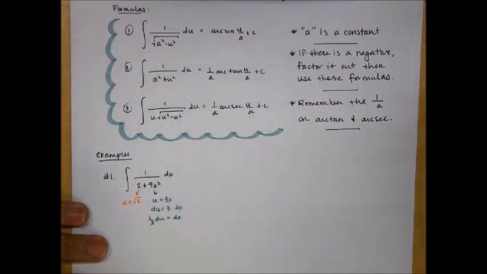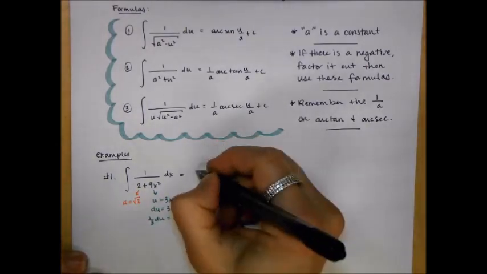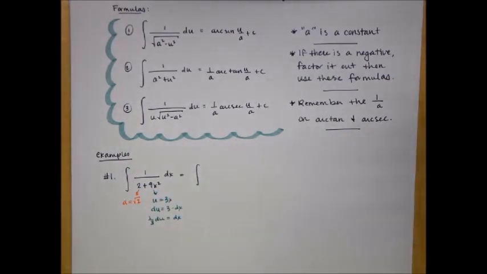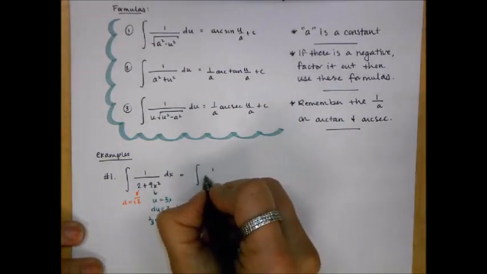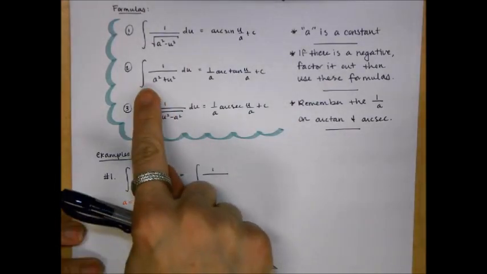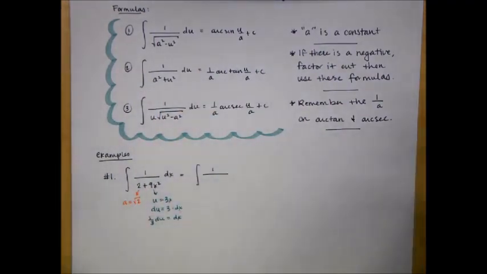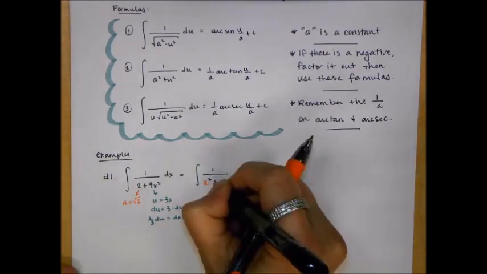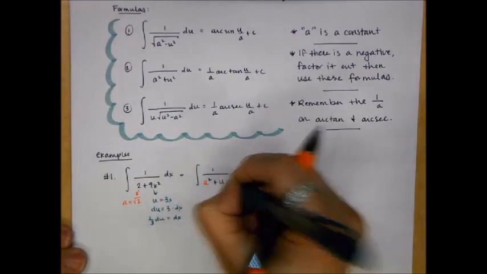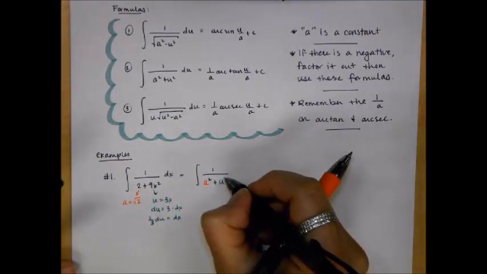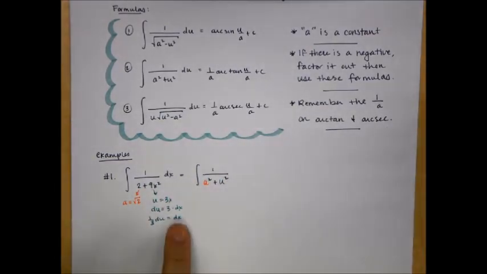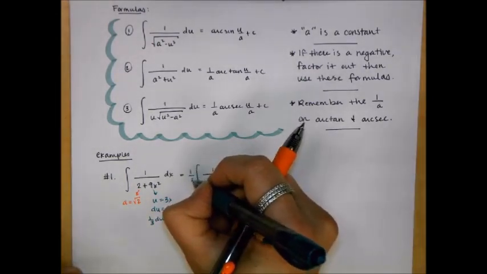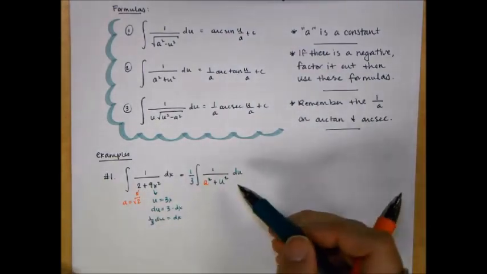And now we want to rewrite our integral with our substitution. So we'll have our 1 over, and we want to write a squared plus u squared. And then dx is replaced with 1/3 du. So we're going to pull that 1/3 out front and leave du here. So it should look exactly like our formula here.